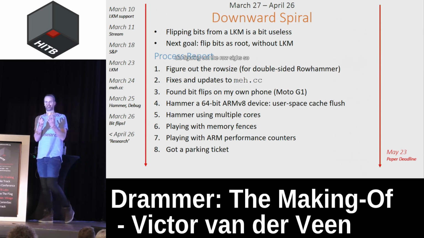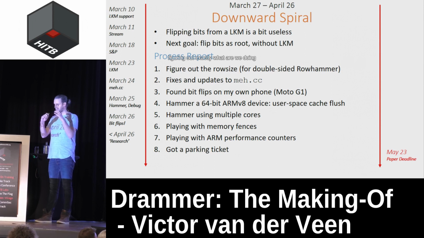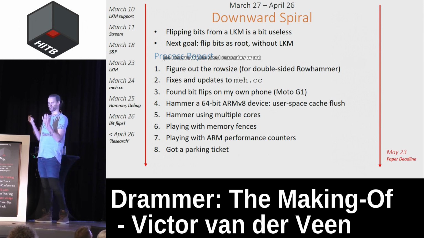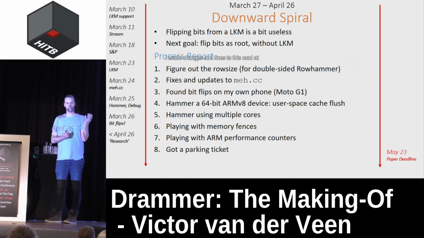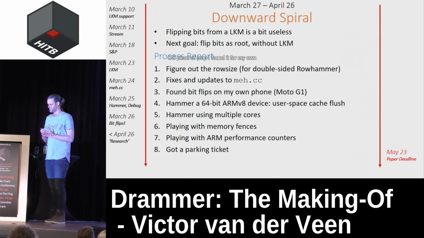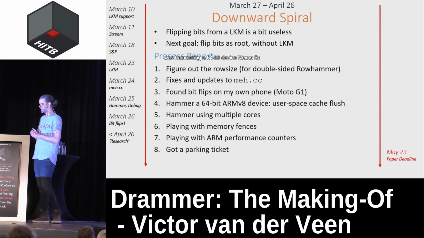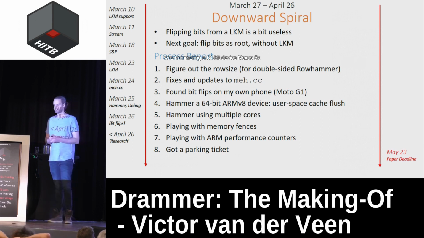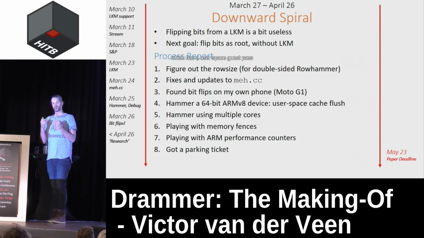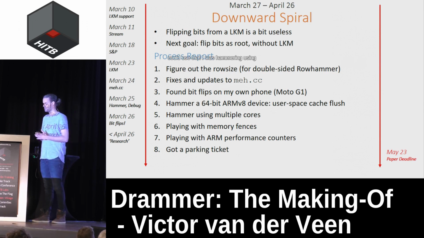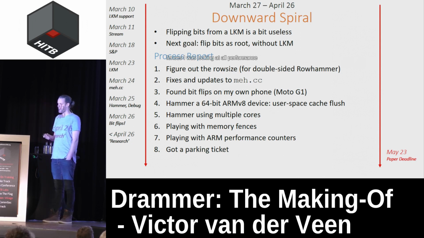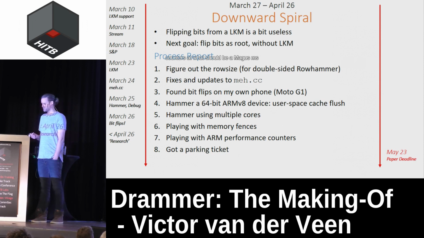First I did figuring out the row size, so figuring out exactly whether we're doing double-sided Rowhammer or not. I made changes and fixes to this mad.cc piece of crap. I found bit flips on my own phone, very cool, but also still useless. I was hammering a 64-bit device, Nexus 5X, which has a user space cache flush instruction, so I figured, yeah, maybe we could use that. I was hammering using multiple cores, because if you do it faster, then maybe you get a higher chance of flipping a bit. I was playing with memory fences. I was looking at ARM performance counters. It was really a mess.